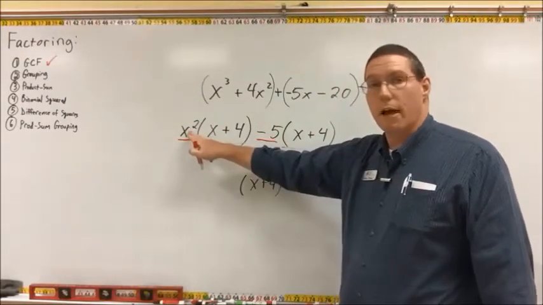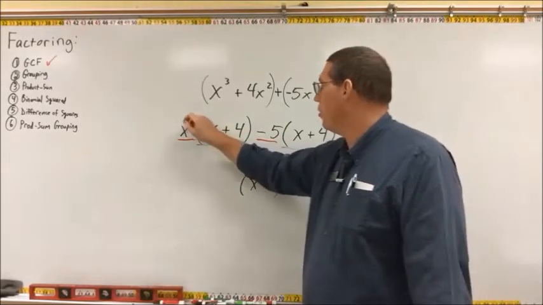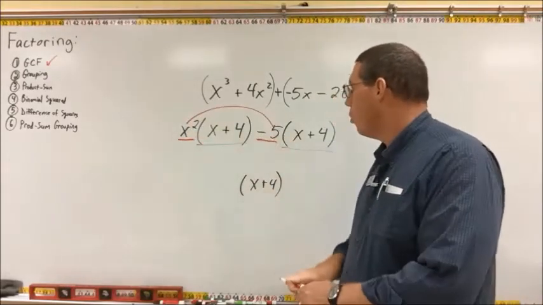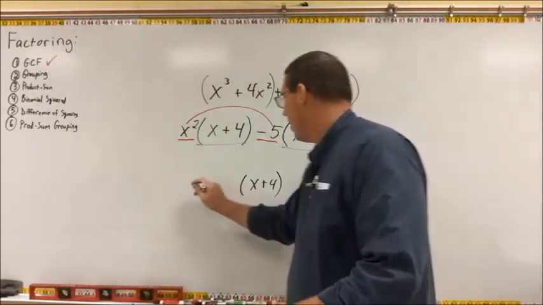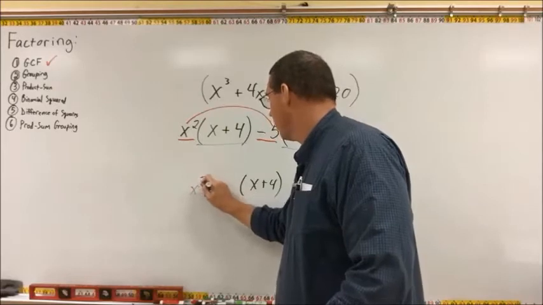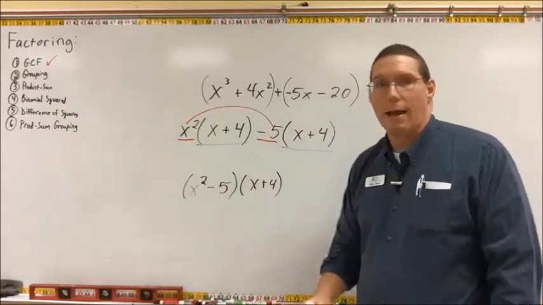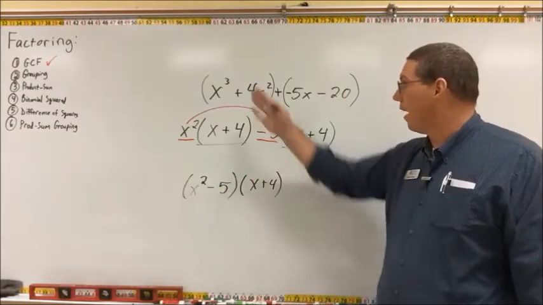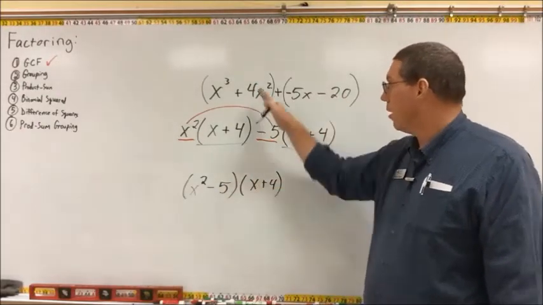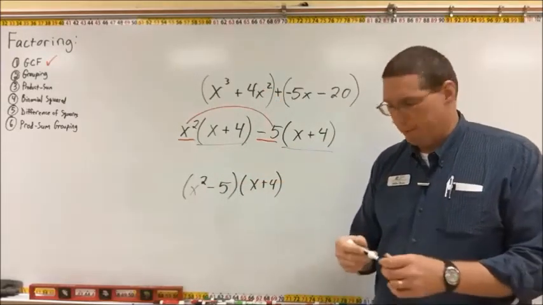See, over here we took out an x squared, over here we took out a negative 5, and if we put those together, we get x squared minus 5. X squared minus 5. And then we just put parentheses around that, and we're done. We've factored this expression using factoring by grouping. Okay, let's do another example, shall we?